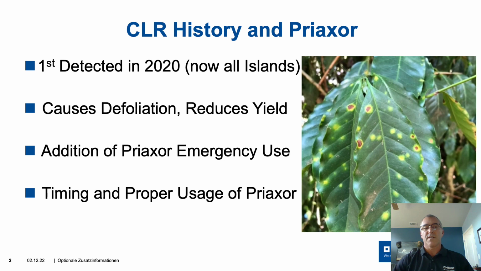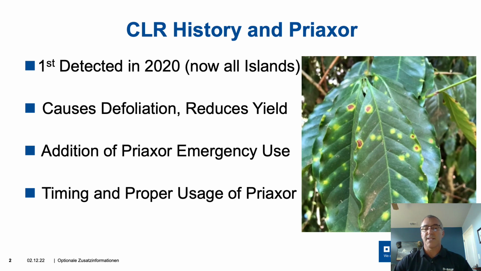A little history on CLR. I'm sure you're familiar with this, and then also where Priaxor fits into the picture. CLR was first detected in 2020. It's now moved to all the islands, causes defoliation, reduces yield, and ultimately can kill coffee trees if not controlled.